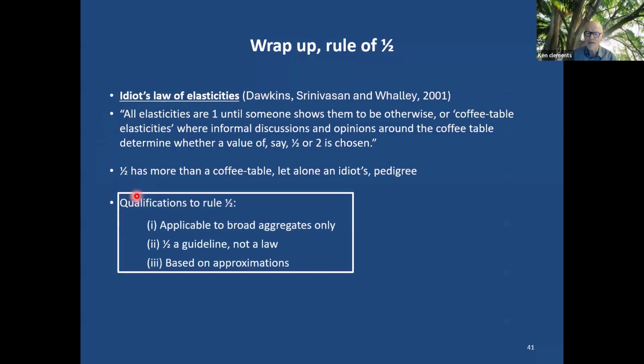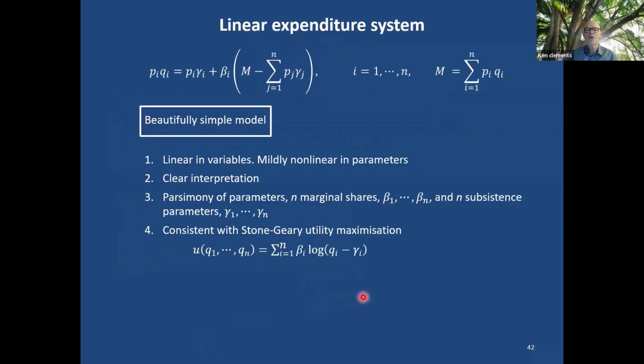I'd emphasise, however, the qualifications to the rule of a half. It's applicable to broad aggregates only, and it's only a guideline. It's not a law, and it's based on certain approximations. Then again, we shouldn't be too apologetic for making approximations because, as John von Neumann said, approximations are the soul of science.